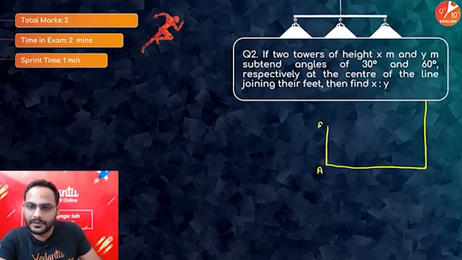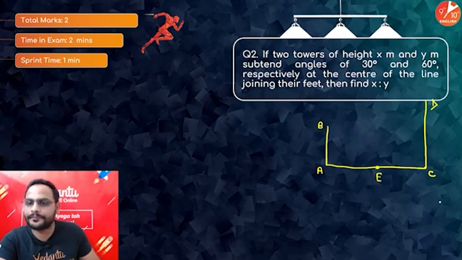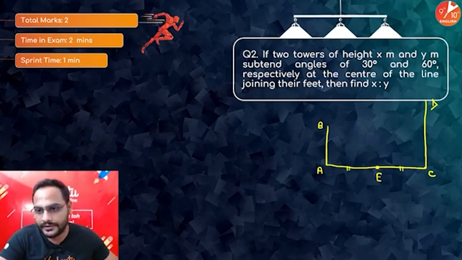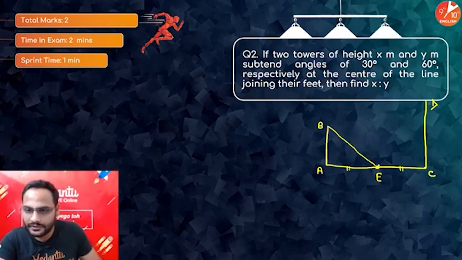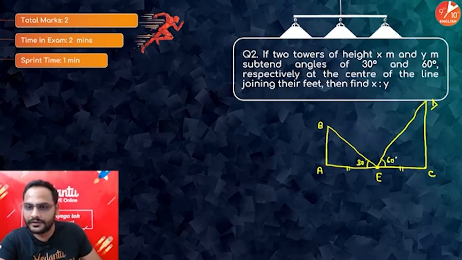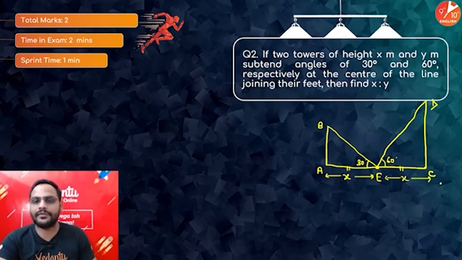So let's say this is AB. This is CD. The center of AC will be, say, some point over here, E. These two sides are equal because this is the center. From E, if you look at the angle of elevation, for one it is 30 and for another it is 60. To match it till D. Okay, so like this. So for here it is 30, for here it is 60. Let's say AE and EC both are equal to X. We have to find out the ratio of X is to Y.